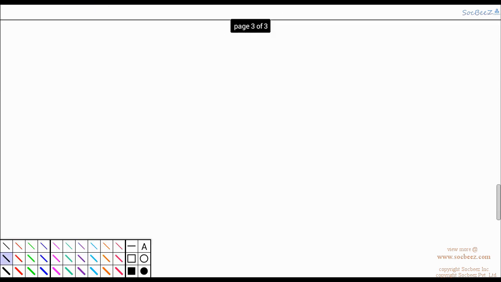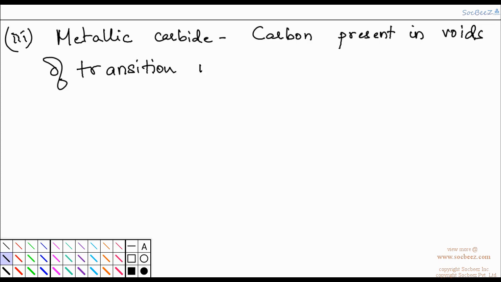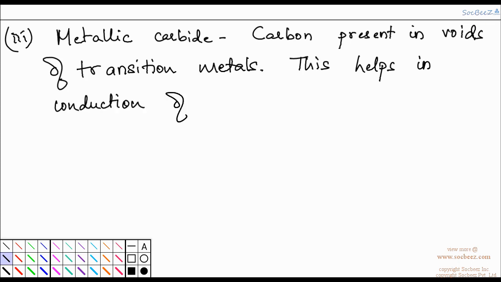Now the third type of carbide is metallic carbide. This carbide is formed when carbon reacts with transition metals. Metallic carbides are when carbon is present in the voids of transition metals. Now this helps in conduction of electricity. Some of you must know that some of the transition metal compounds, when carbon is present, conduct electricity at a very rapid rate, because of carbon present in the voids.